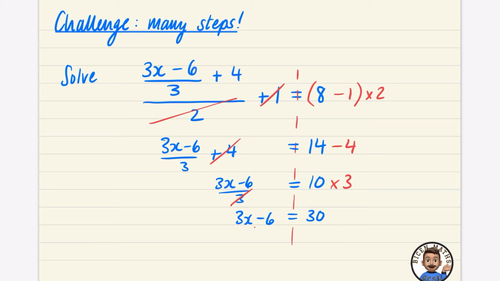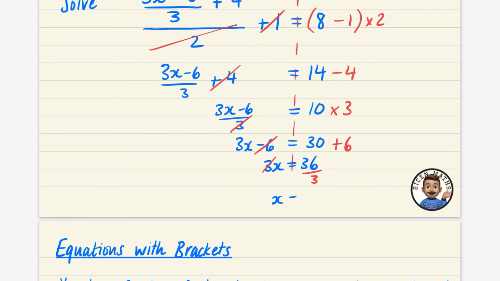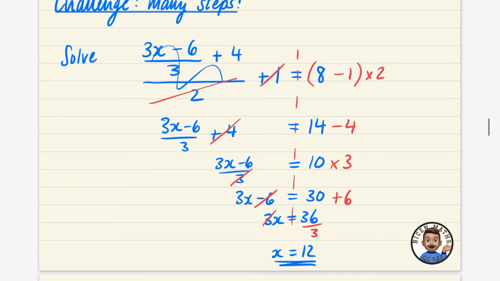And you can see it's just got so much neater. I'll do the opposite of minus 6, which is plus 6. So 3x is equal to 36. And then my last thing, get rid of that 3 by dividing by 3. So x is equal to 36 divided by 3, which is 12. So, looks complicated, but you can do it slowly if you want to.